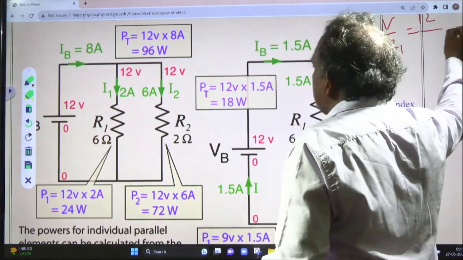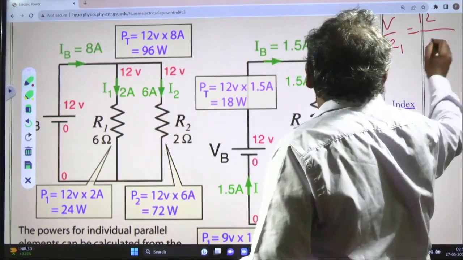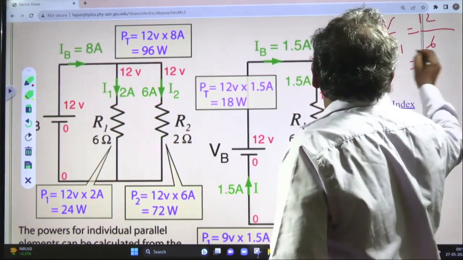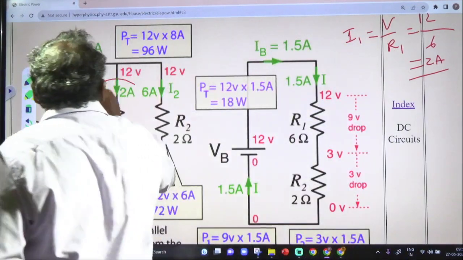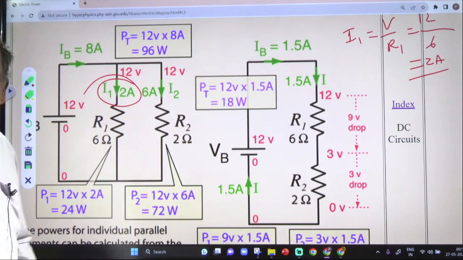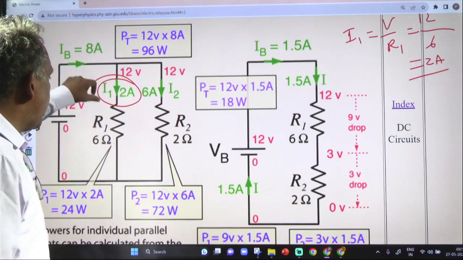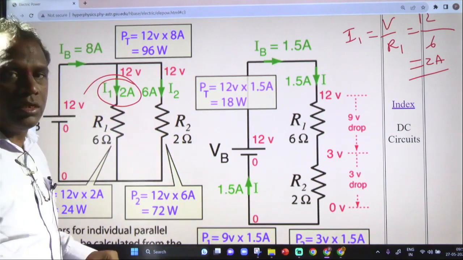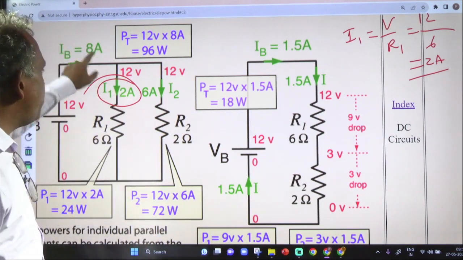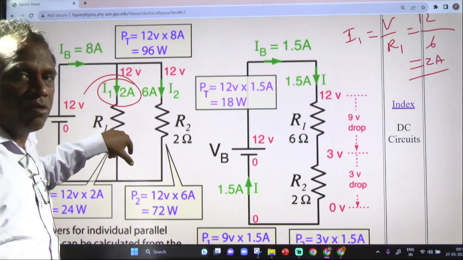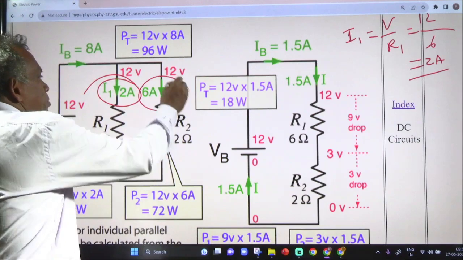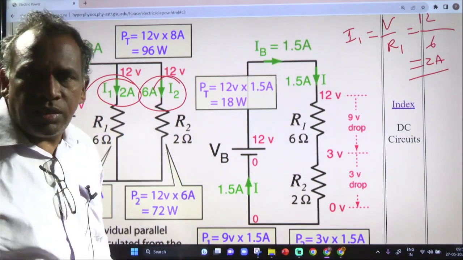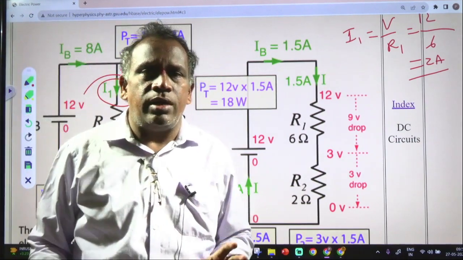So resistance is how much? Resistance is 6. So it means 6 times 2 is 12, and 2 amperes of current is coming out. So across R1, 2 amperes flows. Similarly, if out of 8, 2 amperes has gone to R1, then 8 minus 2 is 6 amperes. 6 amperes will go to R2. So in this way you got the current values.